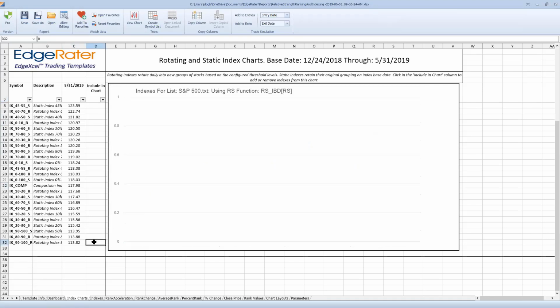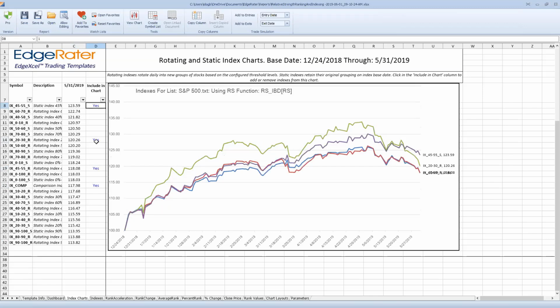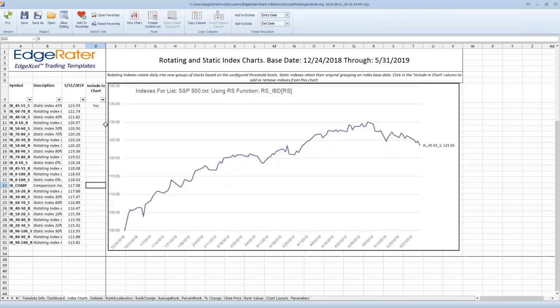Let me show you something you can do with this over here. So let's remember I said include in chart is a field that you can put in the template info at the very beginning. Well, that just sets your initial stocks, or indexes, that are going to appear in this chart.